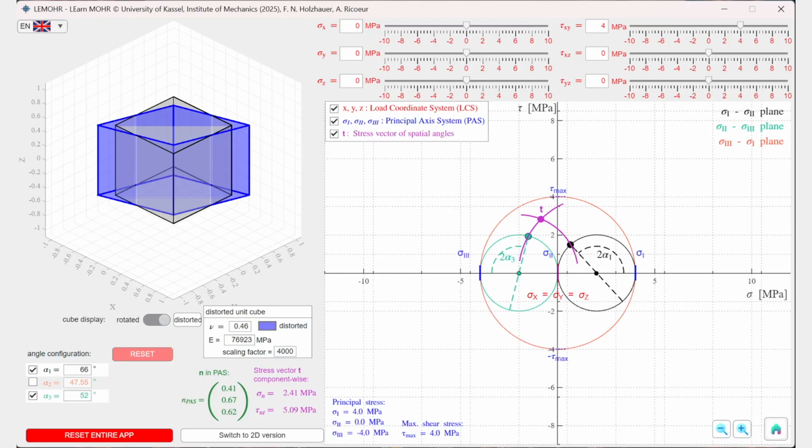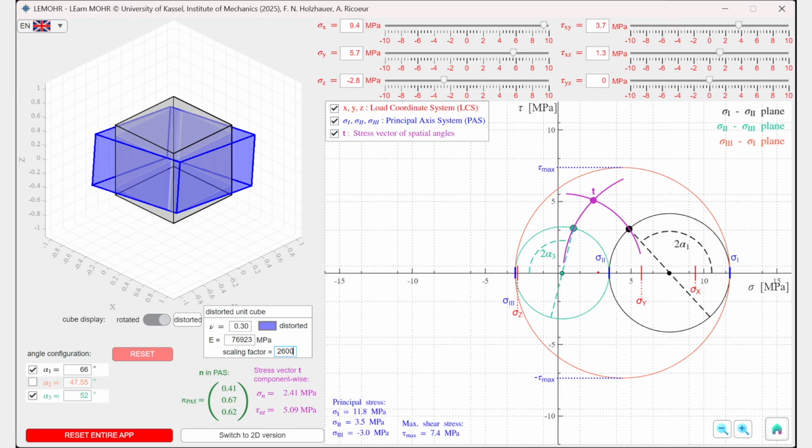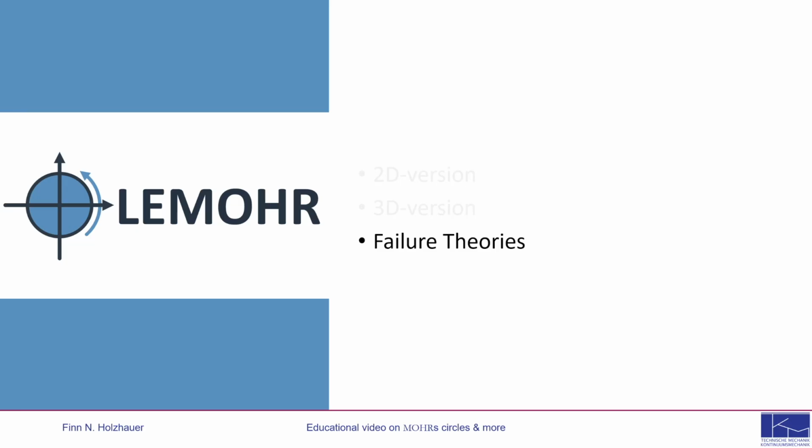A shear stress produces only a shear strain, and in this way, the strains associated with three-dimensional stress states can also be understood. LEMOHR also helps in understanding the failure theories.